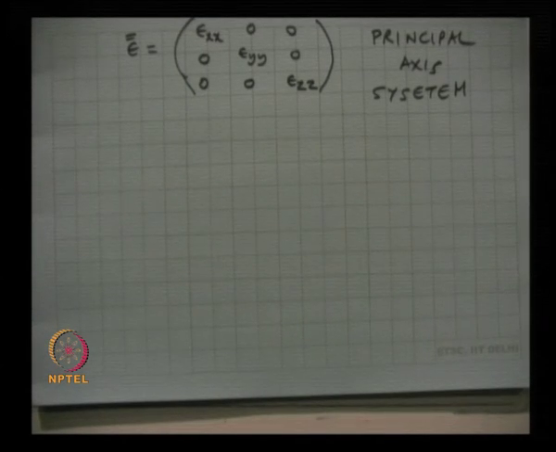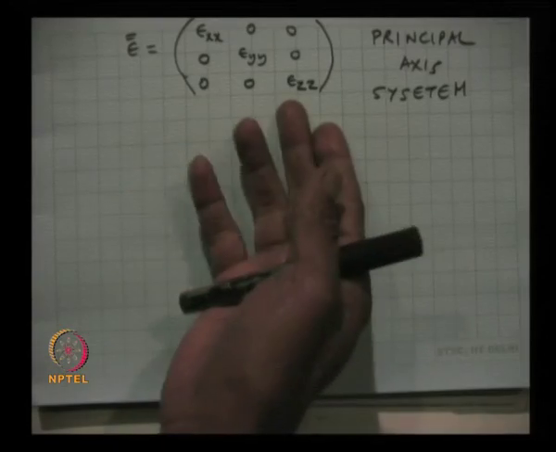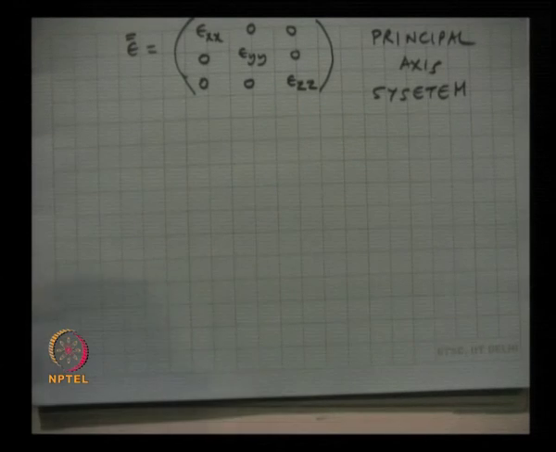Just like you have transformation properties of vectors from one coordinate system to another, you also have transformation properties of tensors from one coordinate system to another. If the epsilon matrix is this in one x, y, z coordinate system, and I rotate by an angle theta about the z axis, what will be the new epsilon matrix in the new coordinate system? I can calculate from here. There are some transformation relationships which tell me what the new epsilon should be.